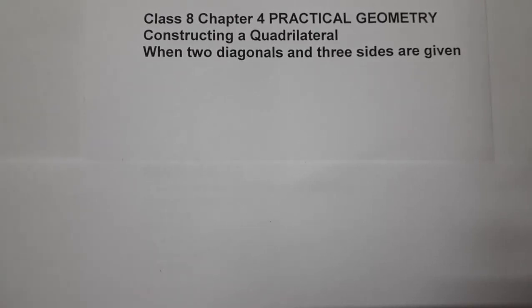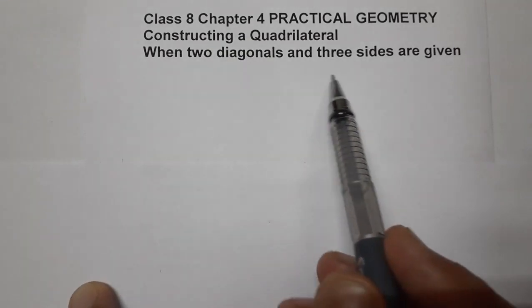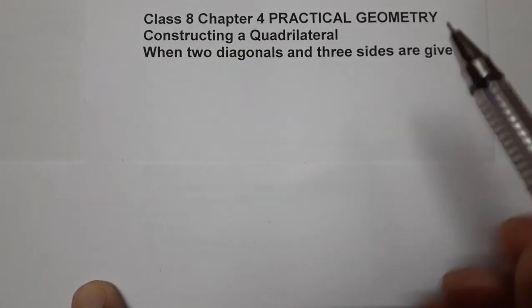Hello students. So today we are going to do the second part of construction of quadrilateral. In the last class we have studied how to construct a quadrilateral when four sides and a diagonal are given. Now what is the second condition? Constructing a quadrilateral when two diagonals and three sides are given to us.